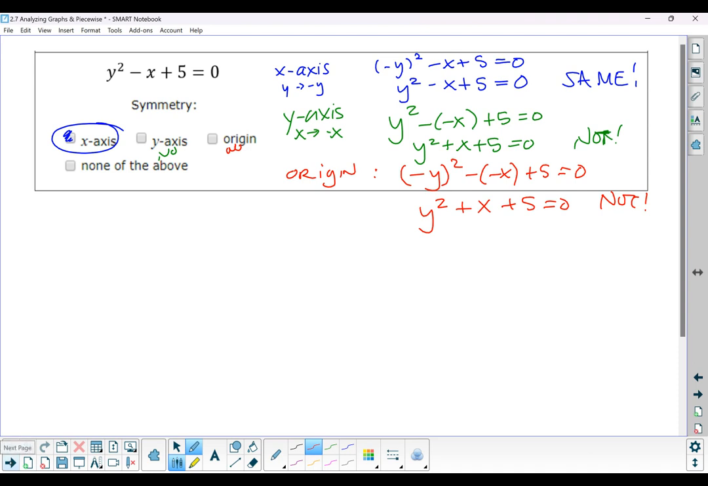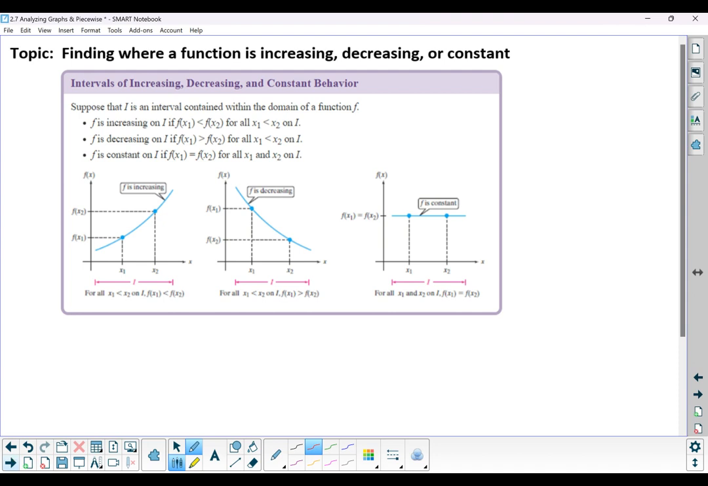All right, that's it. I know we did a lot of those. The rest of our topics I don't think are too bad. That symmetry one seems to be the hardest one for people.